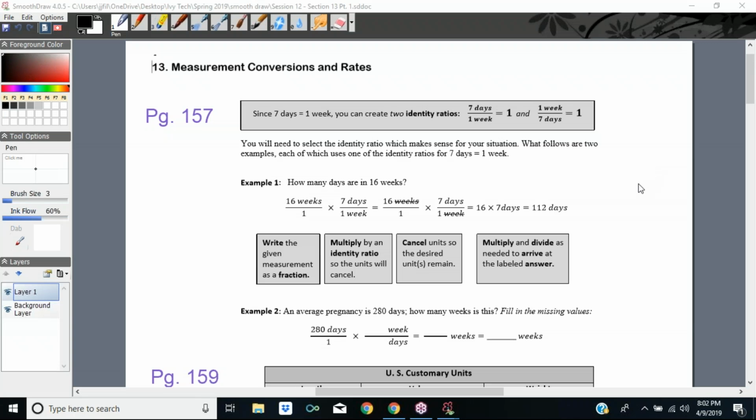So welcome again. Tuesday night, April 9th, 8 to 9 p.m., Math 123, Section 04D. We are looking at Section 13 and 14 today, measurement conversions and rates, and then applications of conversions and rates. And so we have a lot of material, actually, since we're doing two sections.